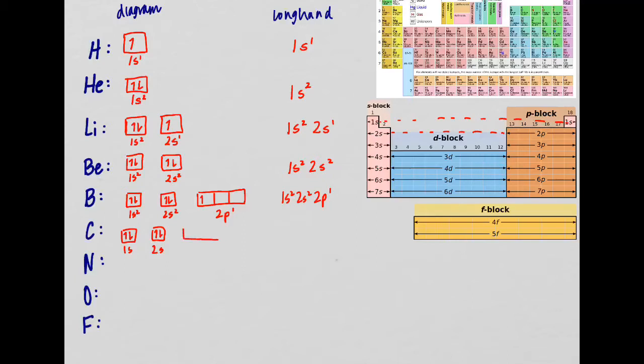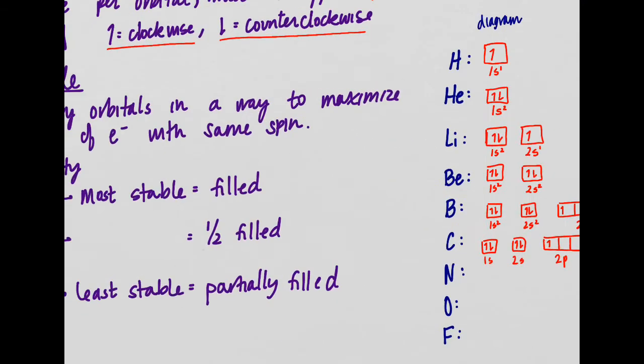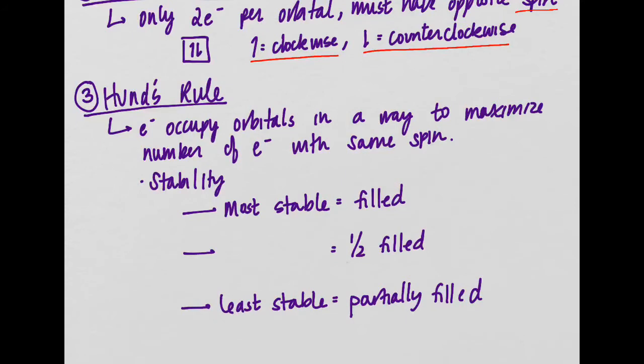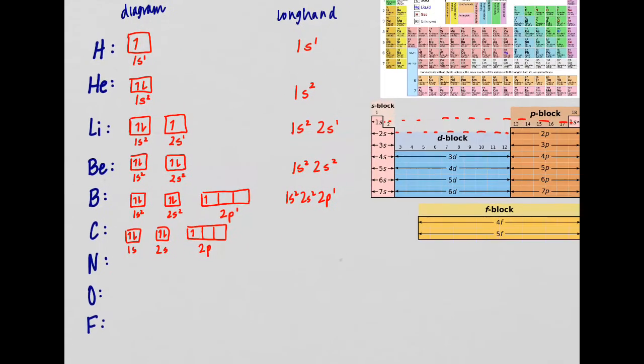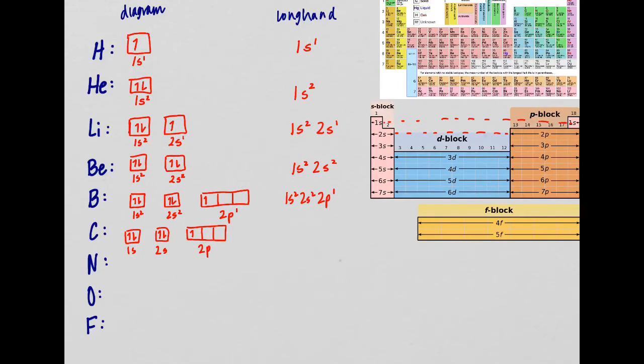Then we're going to move to our 2p orbital, because that's the next one in the energy level chart. It's the next highest energy level. So here we're going to have 5. And this is where Hund's rule comes into play. Hund's rule states that we want the electrons to occupy orbitals in a way to maximize the number of electrons with the same spin. So what that means is, when we're filling these orbitals, we want as many electrons as possible to be facing the same direction.